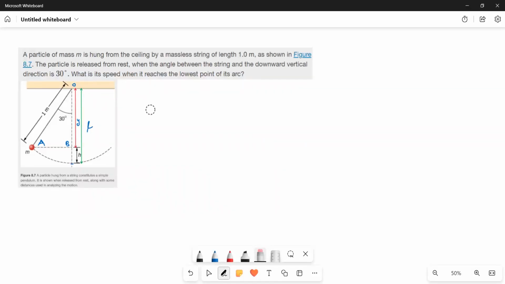This problem is based on the law of conservation of energy. We know the law of conservation of energy states that the total energy of the system remains constant. Okay, so let us do the problem.